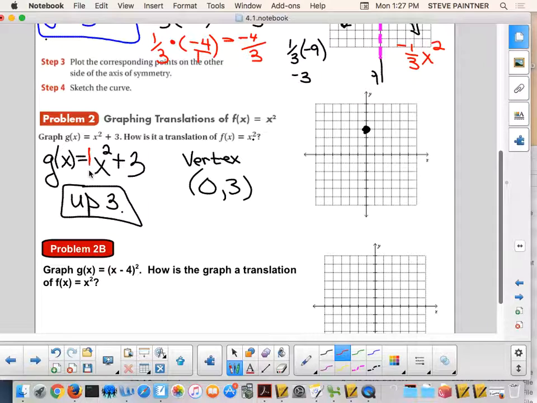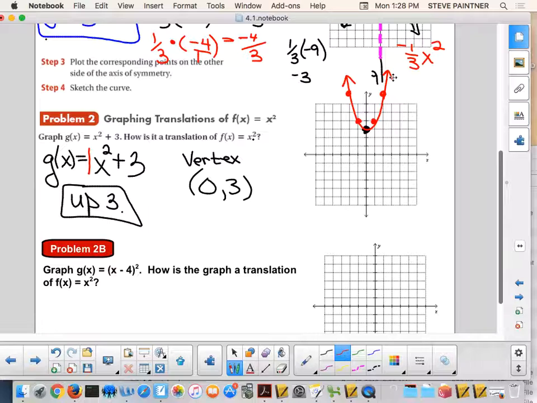It's 1. If the a value is 1, is that a stretch or is that a compression? Or is it nothing, as Taylor says? It's nothing. It is the parent. And if it's the parent, you'll do what? Over 1, up 1. Over 2, up 4. I could go over 3, up 9, but I ran out of graph paper. So I think I'll just stop here. This is good enough. You okay with that? Okay.